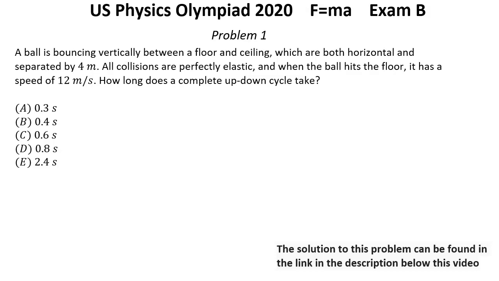Solution for problem number 1. First, let's write the kinematic equation for the ball's motion. We have height h equals 4 meters equals initial speed v, which is 12 meters per second, multiplied by the time t to travel to the ceiling, minus 1/2 g t squared. So we need to solve this quadratic equation for time t. That will be 5t squared minus 12t plus 4 equals 0.